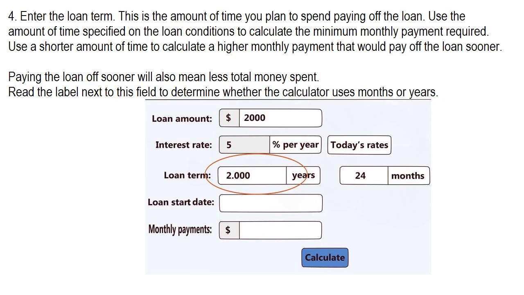4. Enter the loan term. This is the amount of time you plan to spend paying off the loan. Use the amount of time specified on the loan conditions to calculate the minimum monthly payment required. Use a shorter amount of time to calculate a higher monthly payment that would pay off the loan sooner. Paying the loan off sooner will also mean less total money spent. Read the label next to this field to determine whether the calculator uses months or years.